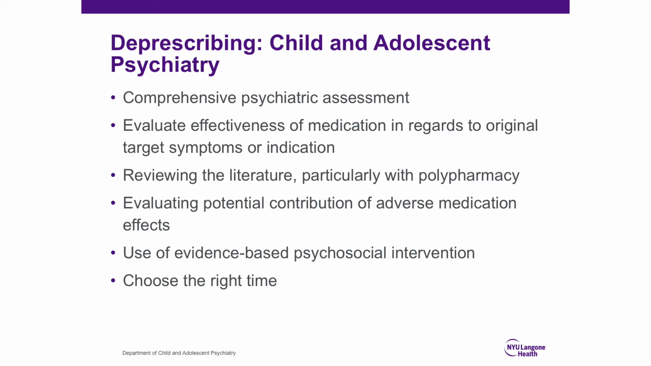So we don't have similar guidelines for our youth, but if we want to think about what might be important steps for us to use, the first would be to start with a comprehensive psychiatric assessment. And this is especially true when care is being transitioned from another provider or if the youth is already on medication. Pay special attention to the effectiveness of the medication in regards to the original reason they were started. We talked about this earlier. Review the literature, particularly when there's polypharmacy, as in many instances there will be limited empirical support.